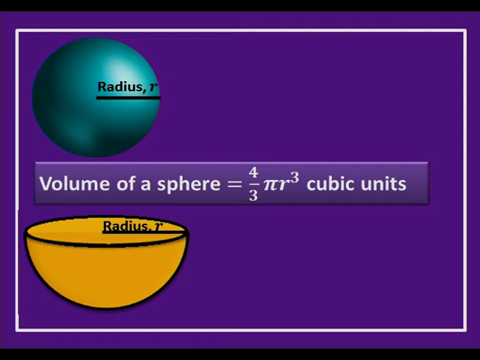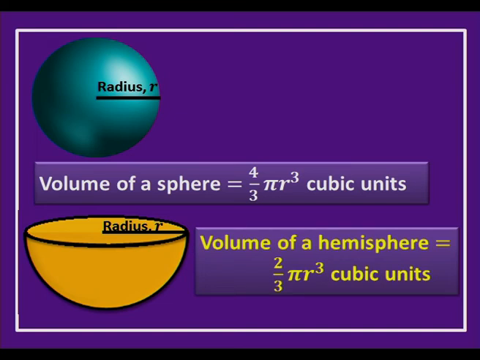Yes, you are right. Since a hemisphere is exactly half of the sphere, it is half of 4 by 3 pi r cube, which is 2 by 3 pi r cube cubic units. So, children, we have seen the formula to find curved surface area, volume and TSA of a cone, and also we have seen the formula to find volume and surface area of both hemisphere as well as sphere.